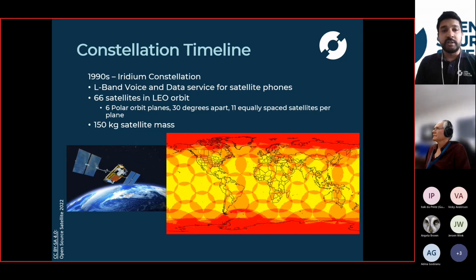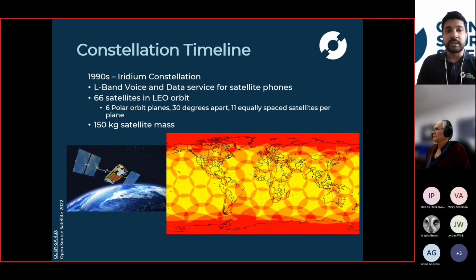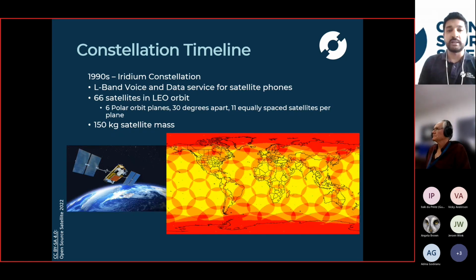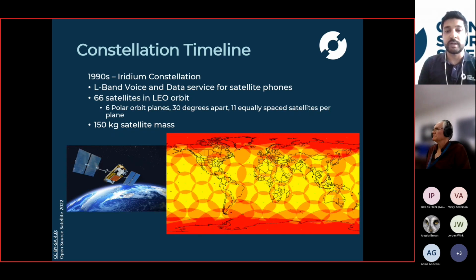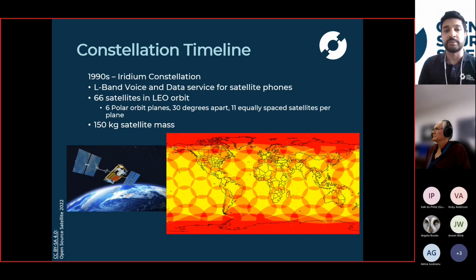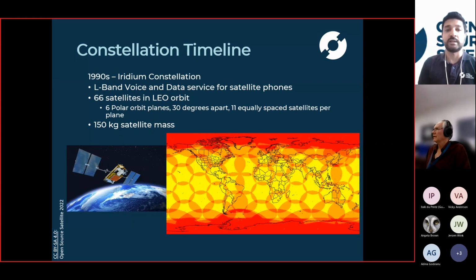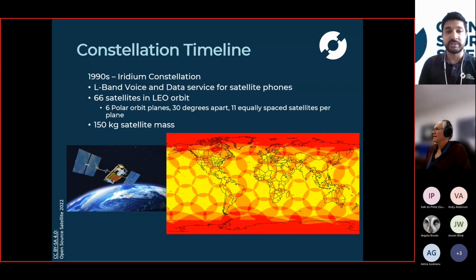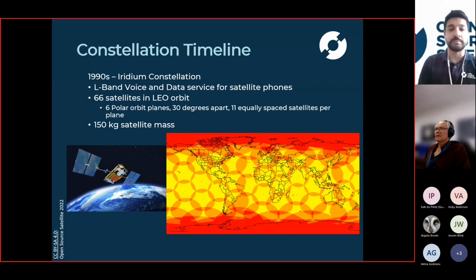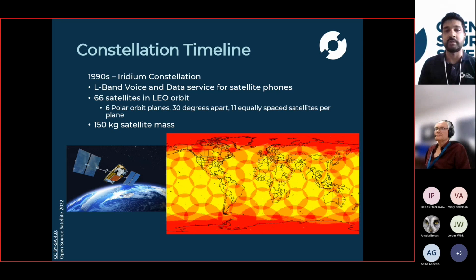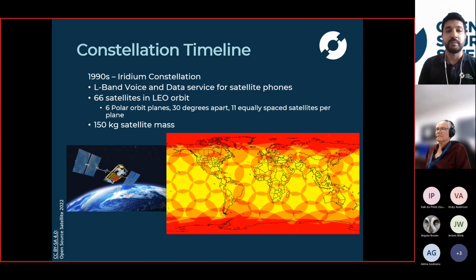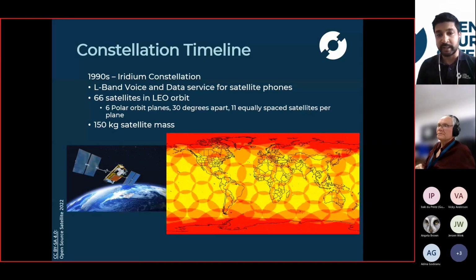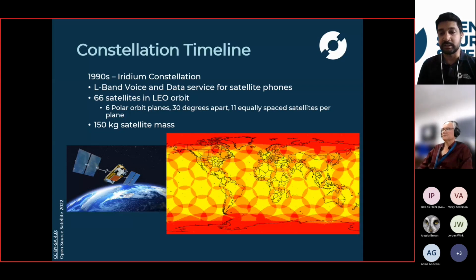Moving further on into the 90s, we have the Iridium constellation, an L-band voice and data service that allowed the use of satellite phones. It had 66 satellites in low Earth orbit, with 6 polar orbits phased 30 degrees apart and 11 satellites per orbit. As you can see from that graph, that gave pretty consistent global coverage.